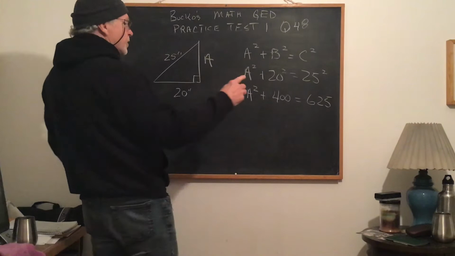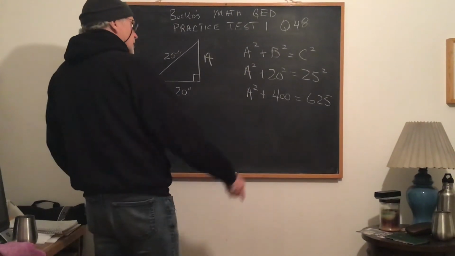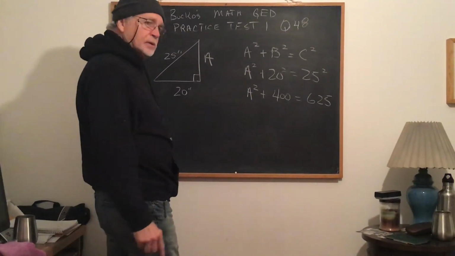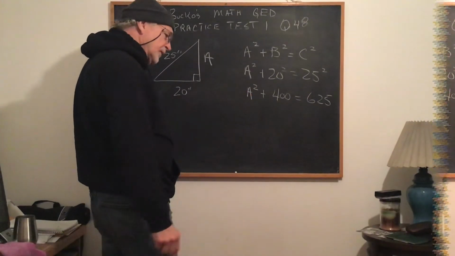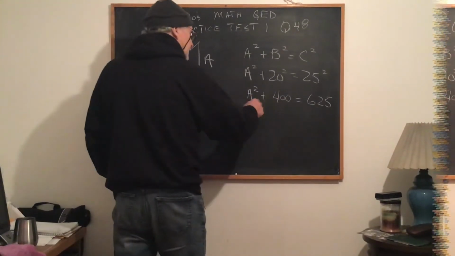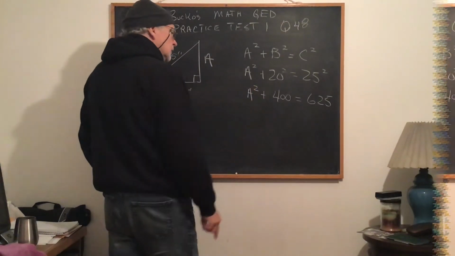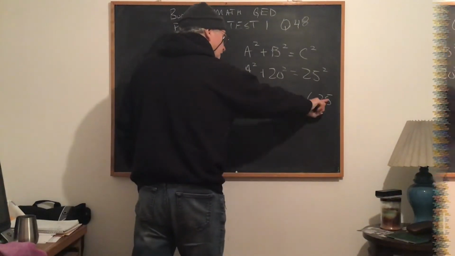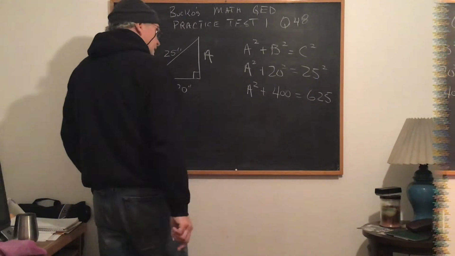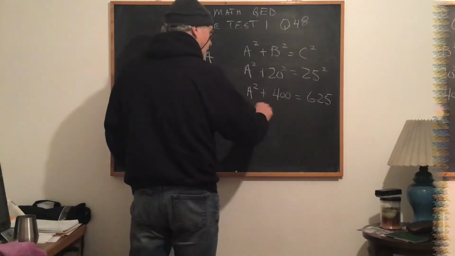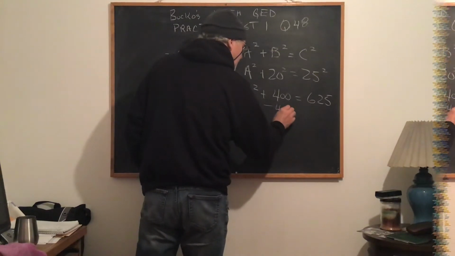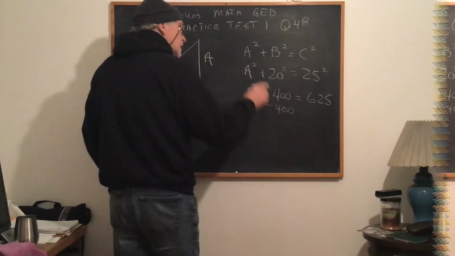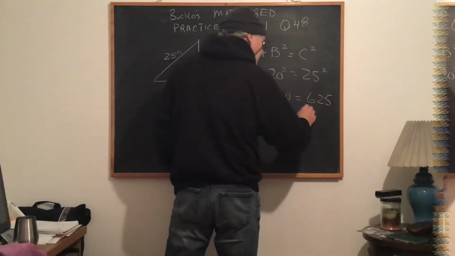The only thing we don't know is a. We want to isolate the variable. We want a all by itself on one side of the equation. So the square has got to go. And we want the numbers on this side, a on this side. So to get rid of that 400, we can subtract 400. And remember the rule, whatever you do to the left, you've got to do to the right.